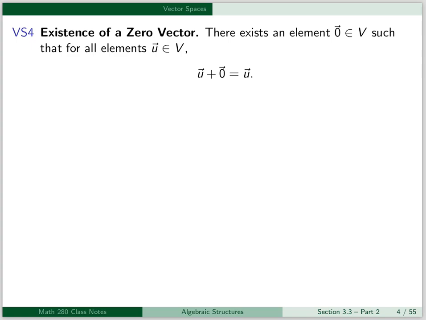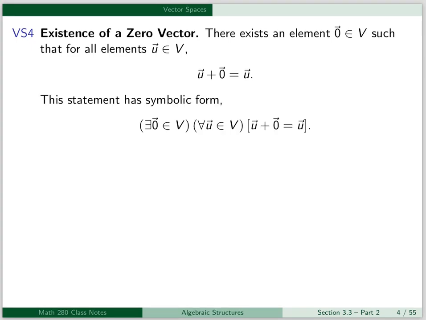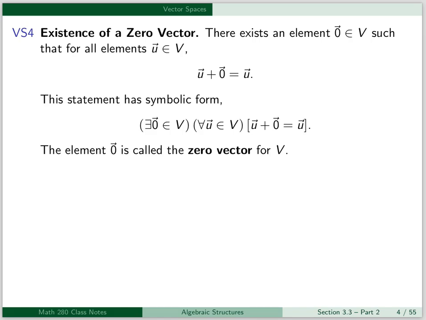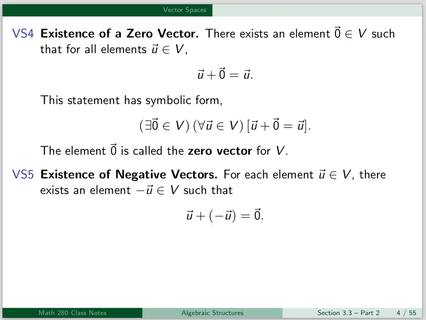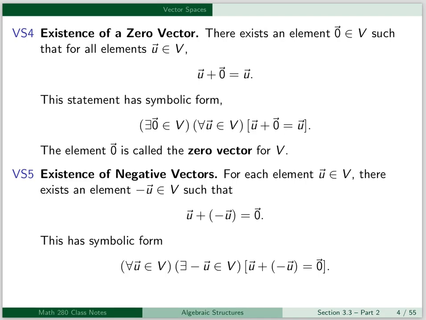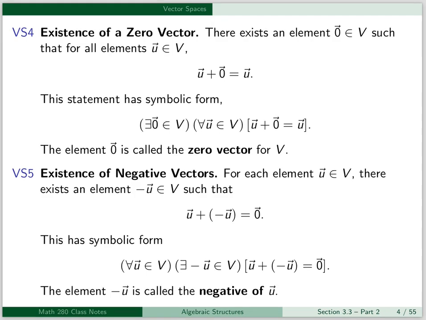VS4 is existence of a zero vector. This states that there exists an element 0 in V, such that for all elements u in V, u plus 0 equals u. This statement has the symbolic form shown, and the element 0 is called the zero vector for V. VS5 is existence of negative vectors, so for each element u in V, there exists an element minus u in V, such that u plus minus u equals 0, and this has the symbolic form shown, and the element minus u is called the negative of u.